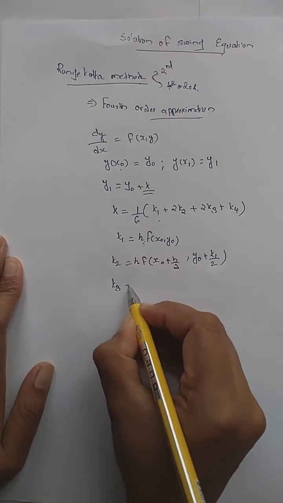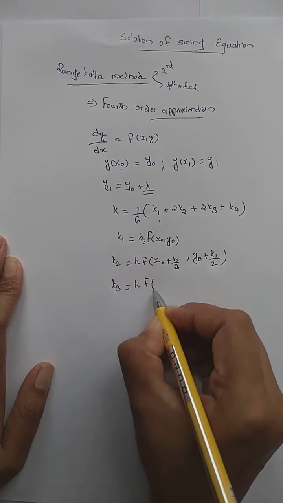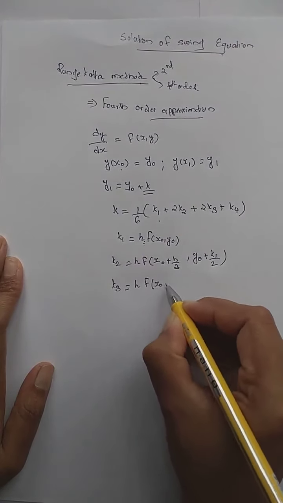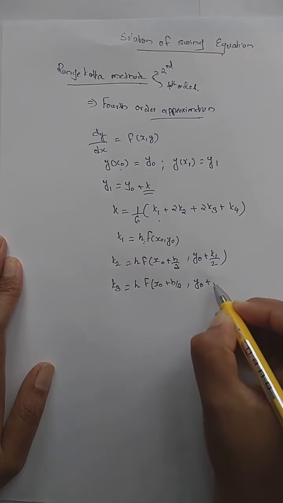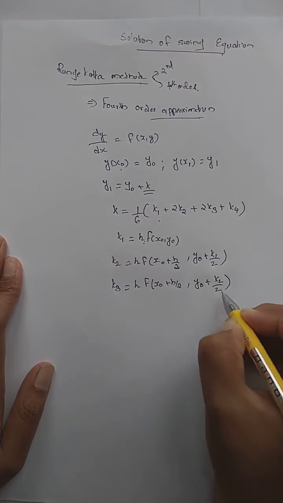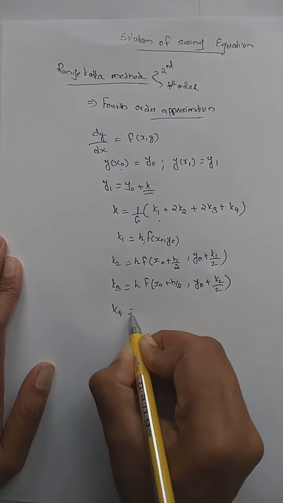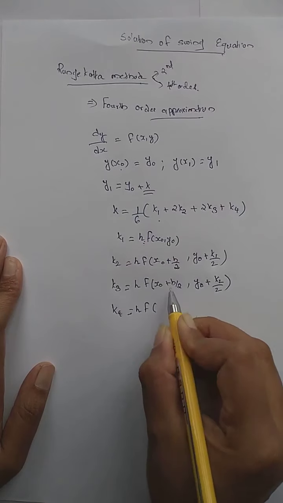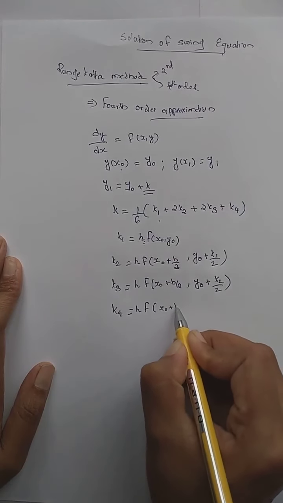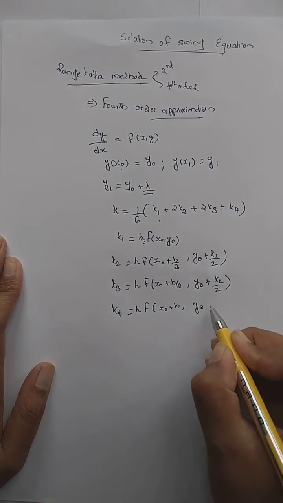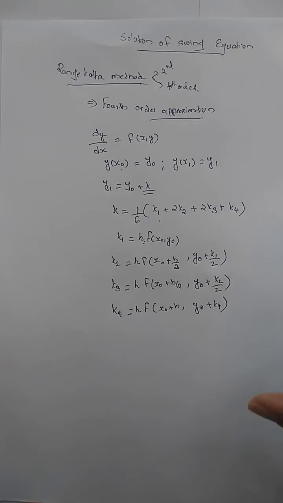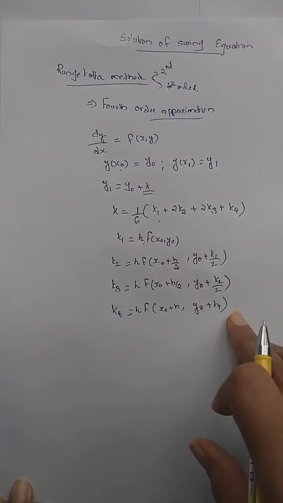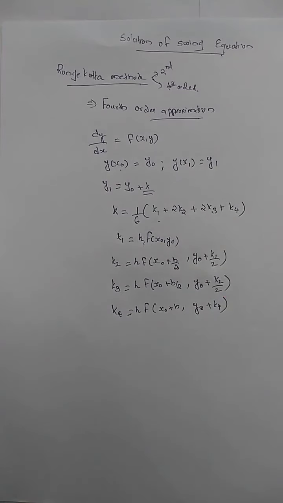And for k3 what do we have to do? h into f, where x remains the same, x0 plus h by 2, and y0 plus k2 by 2. And k4 is equal to h into function of, now this will change, x0 plus h comma y0 plus k3. This set of equations you have to learn by heart, and you have to solve the entire equation to find out the successive steps.